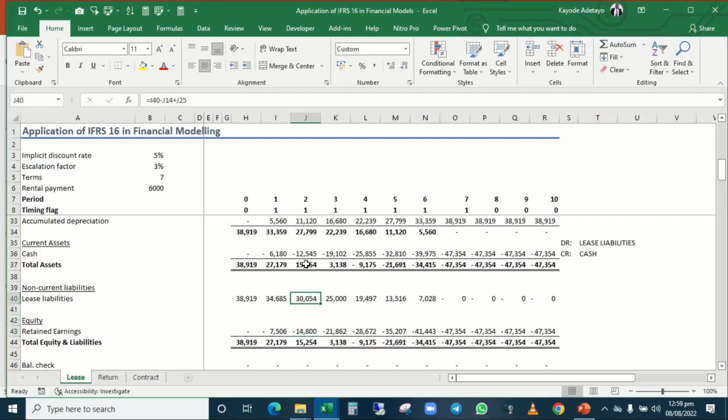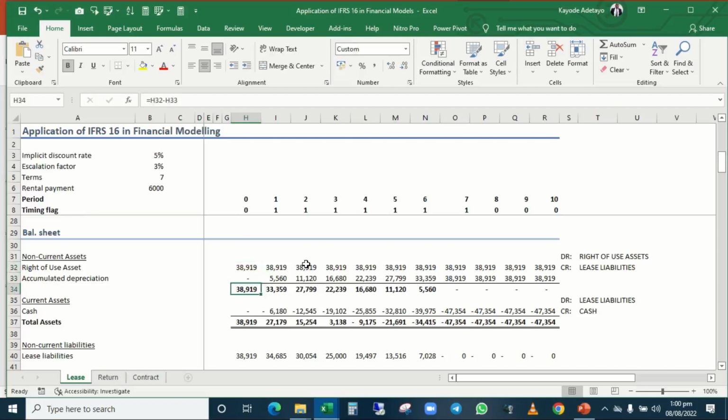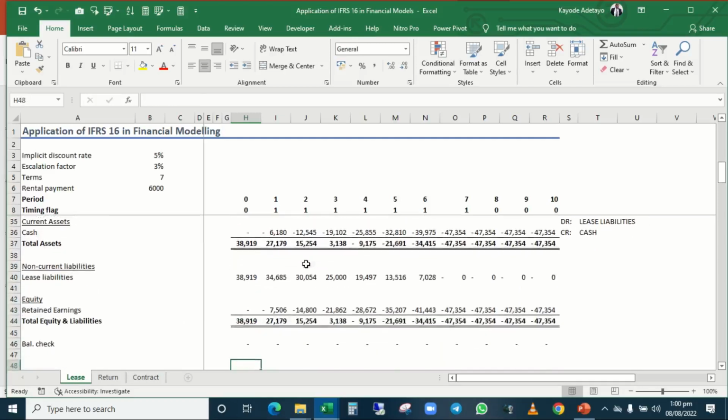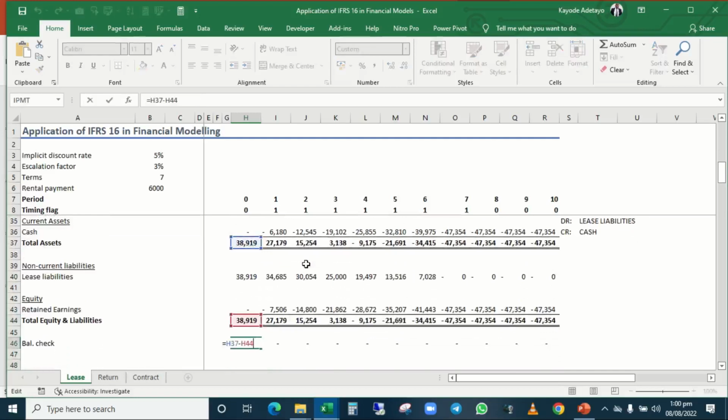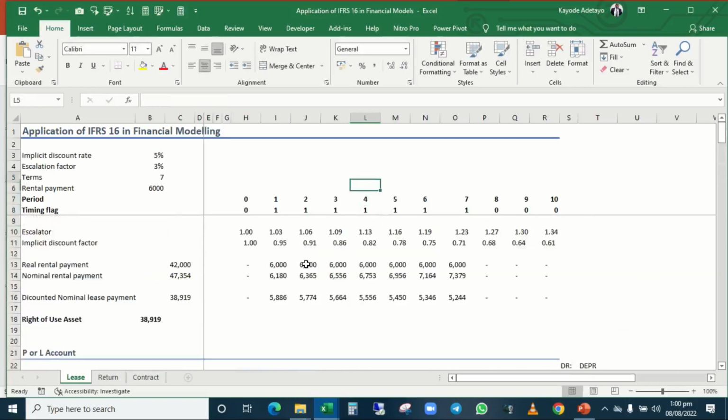And so if you add the lease liability and the retained earnings together, you get the total equity and liability. Whereas if you come to the asset side, if you add the carrying amount or the net book value of the right of use asset and the cash, you're going to get the total assets. So total assets minus the total equity and liability, you are going to have a nil. So this is how the financial reporting guys will treat a lease ordinarily.